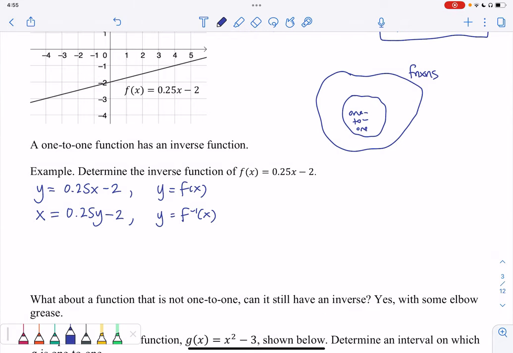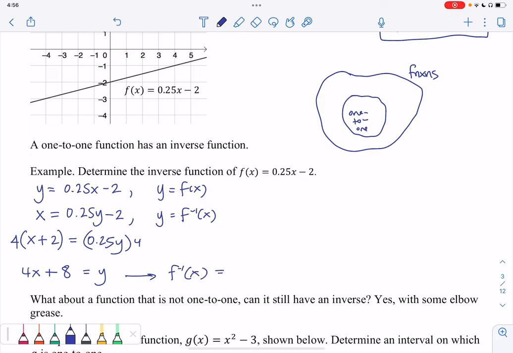So now I'm going to solve for y in order to get f inverse of x. The first thing I'm going to do is add 2 to both sides. So I get x plus 2 is 0.25y. And 0.25 is the reciprocal of 4, so I'm going to multiply both sides by 4 and get 4x plus 8 equals y. And because I said that y is equal to f inverse of x, what I've found is f inverse of x is 4x plus 8.